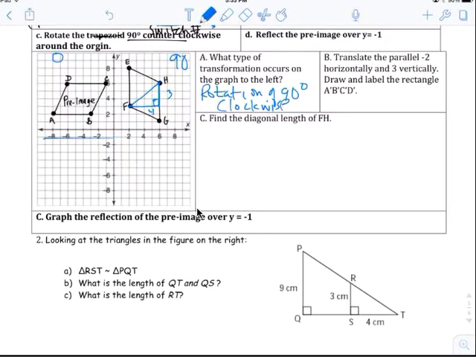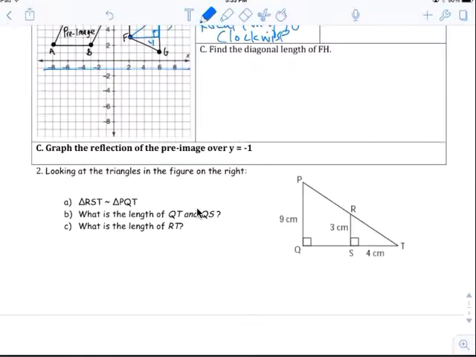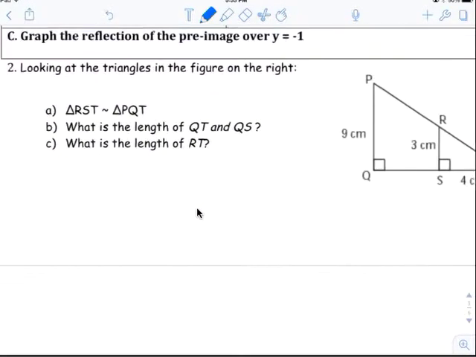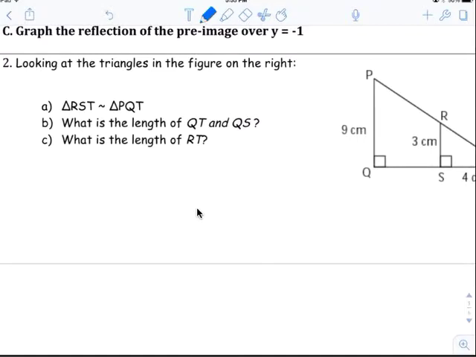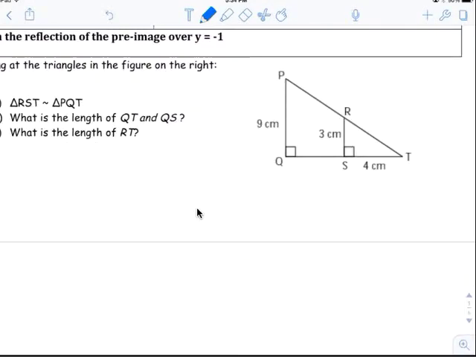Reflect over y negative 1. Okay. And the last one here. First you want to draw the two triangles.